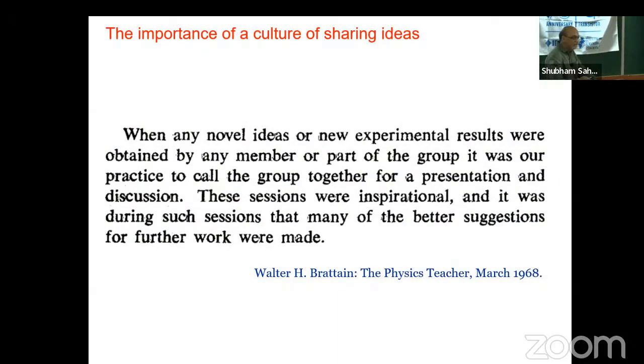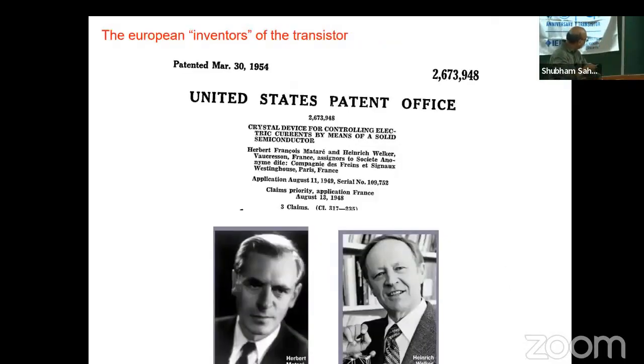This is important, the culture of the group at Bell Labs, which led to the invention of the transistor. Look at the culture of the group. When any novel idea or new experimental results were obtained by any member or part of the group, it was our practice to call the group together for a presentation and discussion. These sessions were inspirational, and it was during such sessions that many of the better suggestions for future work were made. So they had a culture of anybody who did something will bring it to the group and we'll talk about it. And that allowed other people's ideas to be shared, and people could work on each other's ideas.